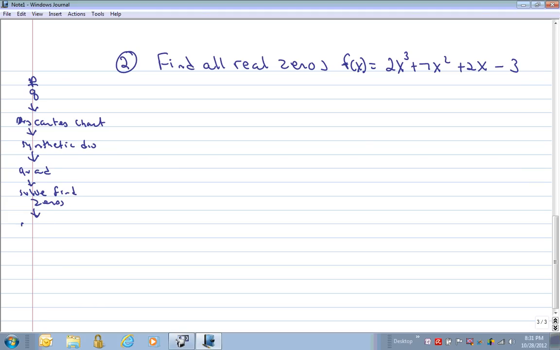And then we're going to graph. Alright, so this is kind of everything that we're doing. I really apologize for how messy that is. Alright, the first thing we're going to do is our P's and Q's. Our P's and Q's are our possible rational roots. That narrows things down a bit.